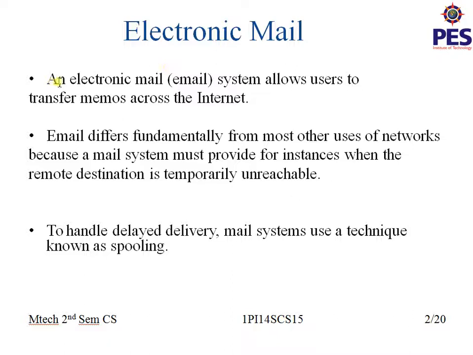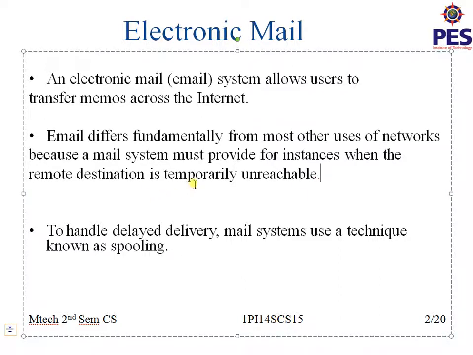Electronic email. An electronic mail system allows users to transfer memos across the internet. Email differs fundamentally from most other uses of networks because a mail system must provide for instance, when the remote destination is temporarily unreachable. That is, we can consider our mobile phone. Sometimes our mobile phone will be switched off, where the device is temporarily unavailable. To handle the delayed delivery, a mail system uses a technique known as spooling. Spooling can be considered as a region of memory where the mail is stored temporarily.